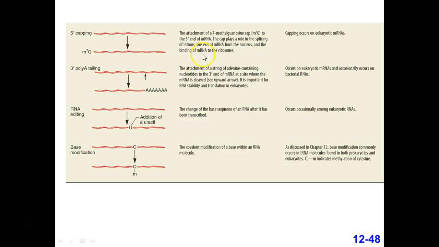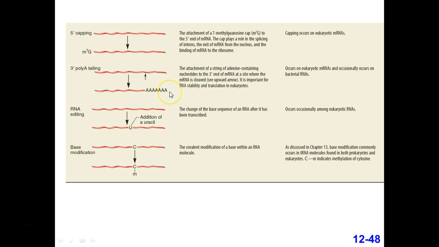And so this is important, they found, for binding of the ribosome. If that cap isn't there, the ribosome won't bind, right? For eukaryotes, right? So this is kind of a signaling method. So the other thing that happens is there's an attachment of a string of adenine-containing nucleotides.